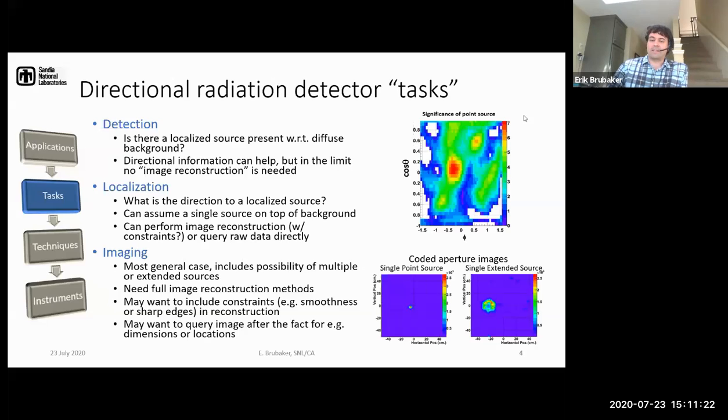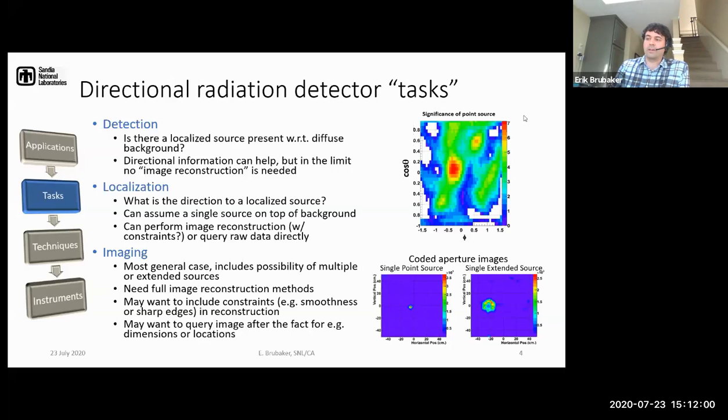The second task is localization. So once you know that you have a source, where is it? Again, directional information is obviously important here, but it's not the most general problem. In this middle section, we're assuming we have a source and we just need to determine where it is. So for example, which apartment is it in, in an apartment building that we're sitting outside of, or which cargo container in a stack of containers.